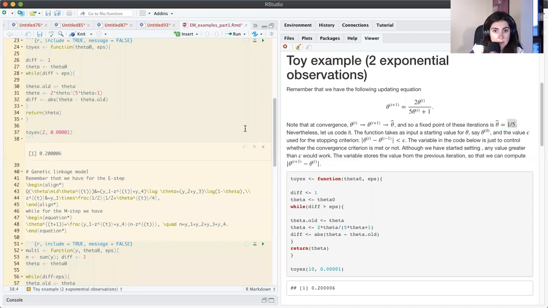So let me just run it again, and yes, hopefully this will not be problematic, but no. Okay, so several different starting values, and they all converge to the same value, 0.2, which we know is the correct value.